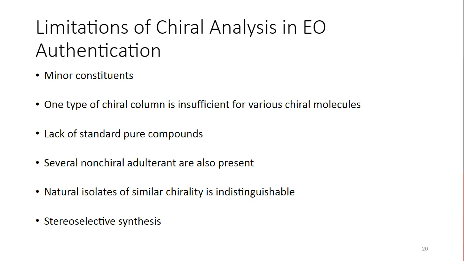Nowadays, biosynthetic and enantioselective chemical synthesis are also popular, which produce the desired enantiomer. For example, if you are synthesizing carvone from D-limonene, you'll get L-carvone all the time. And if you use L-limonene, you'll get D-carvone. So they are pretty stereoselective syntheses, and you can manipulate the chiral ratios, which are supposed to be consistent.